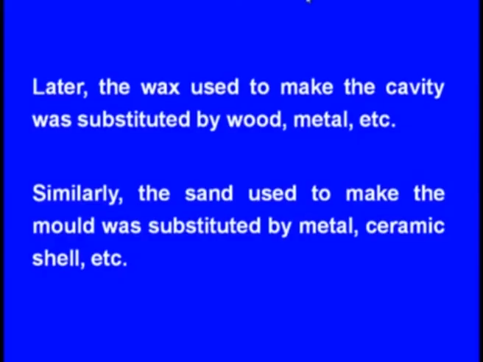Similarly, the ancient man compacted sand around the wax pattern. Today, yes, we use sand, but this sand is also substituted by metal, ceramic shell and so on. So this is the simple principle of metal casting. Now before going to the further topics, let us see the timeline or the history of metal casting.